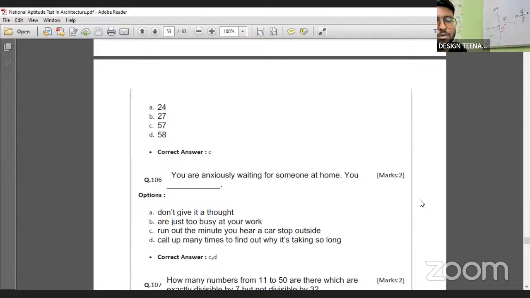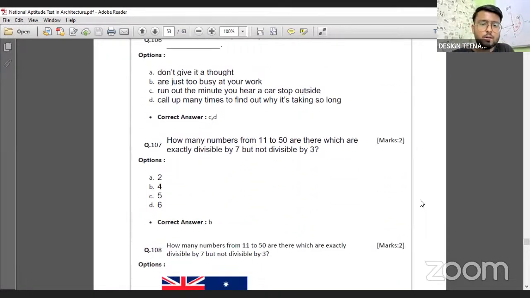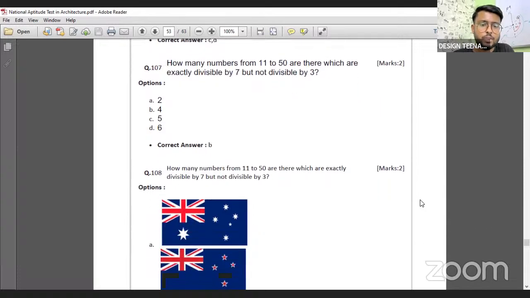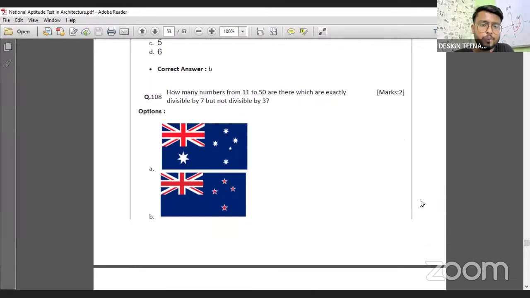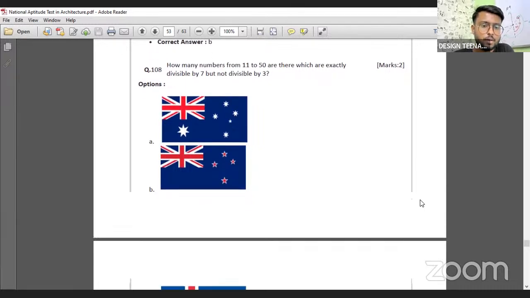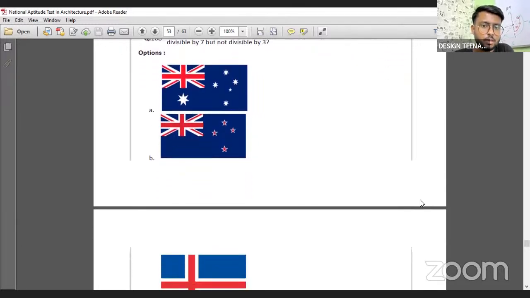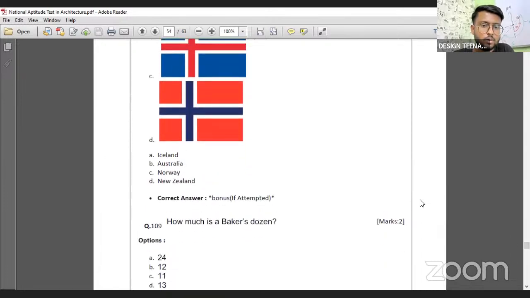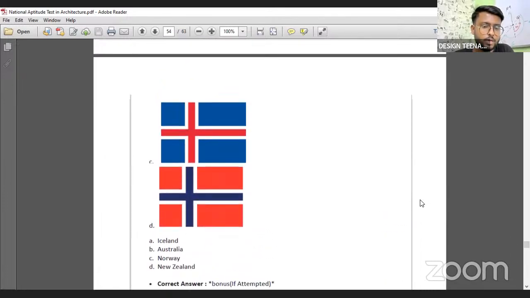You run out the minute you hear a car. When you are anxiously waiting for someone at home, what can happen? You hear a car sound and you go out, or you call the other person many times to find out why it is taking so long. These are natural things which can happen. Now there are quite a few things which are simple. Over here we have options A, B, C, and they are asked to identify which one is related to what.